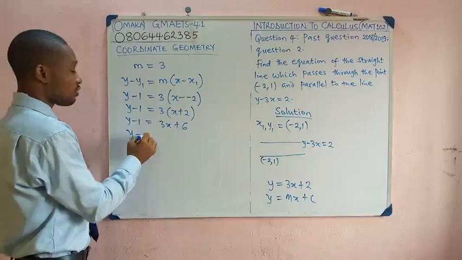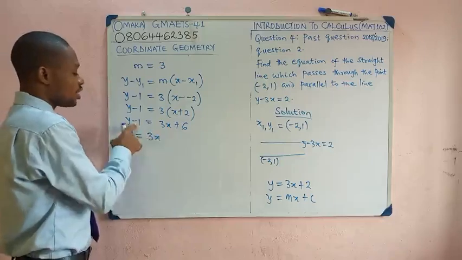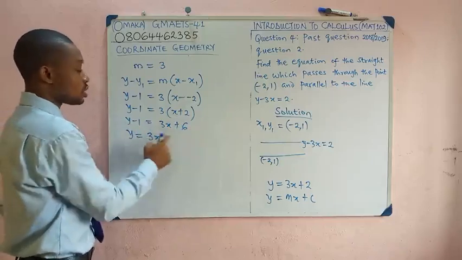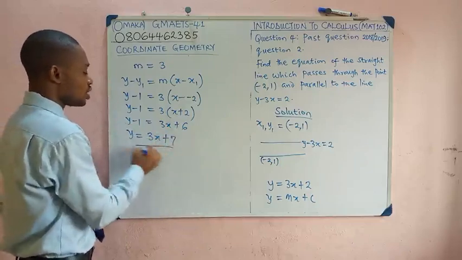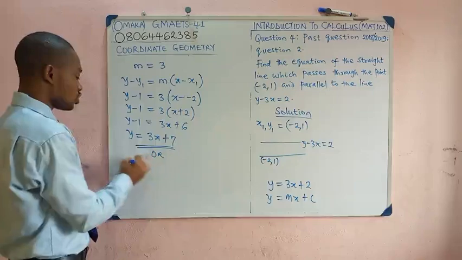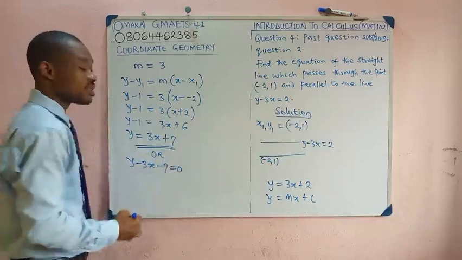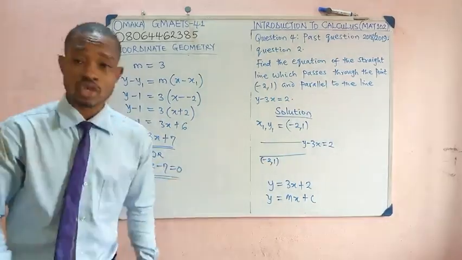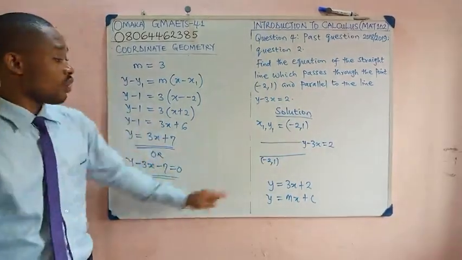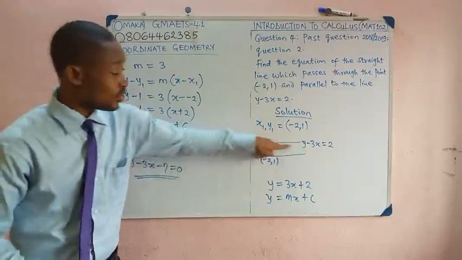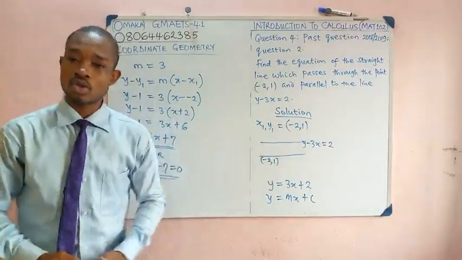You can choose to make y the subject of the formula, so it's going to be 3x. If this minus 1 crosses, it becomes plus here, so 6 plus 1 will give us 7. So this is our result, okay? Or you can choose to pick everything to one side. You have y minus 3x minus 7 equal to 0. This is still an alternative answer, your choice. So this is the equation of this line, which is parallel to this and passes through the point minus 2, 1.